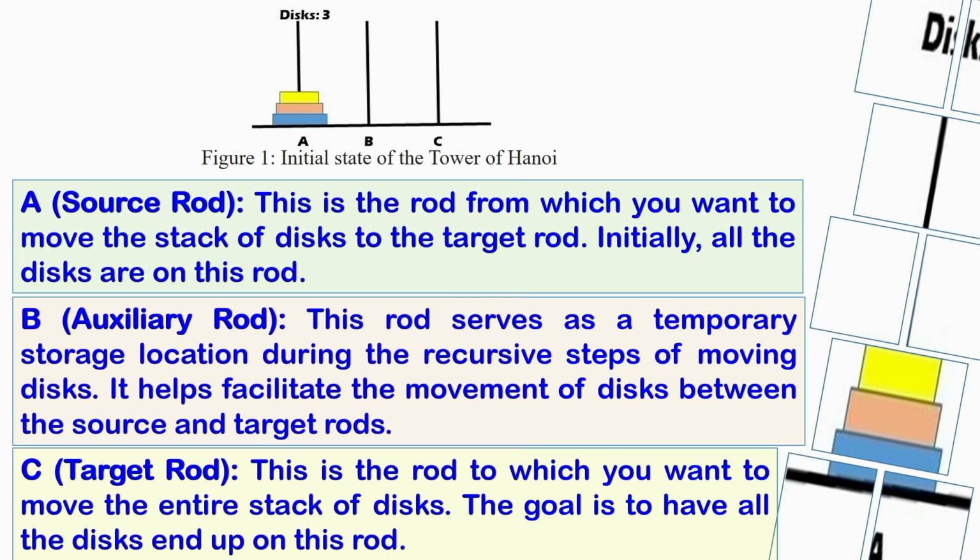So in the Towers of Hanoi process, we see that A is the source rod, B is the auxiliary rod, and C is the target rod. A holds the initial stack of disks, B aids in temporary storage, and the ultimate objective is to transfer all disks to C.